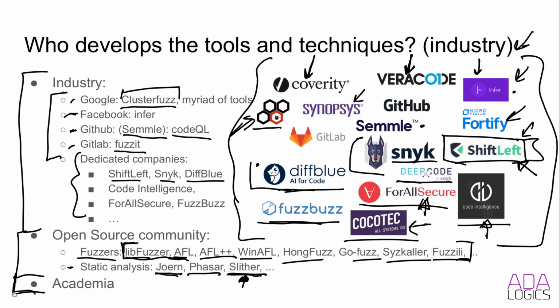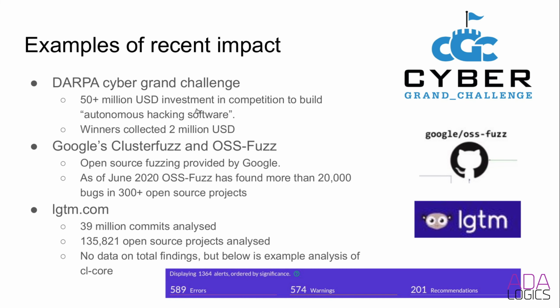But there's obviously a lot more in terms of papers available that discuss various techniques and tooling, and also make open source tooling available for automated security analysis. So I wanted to give some anecdotes of examples of recent impact provided by these techniques in automated security analysis. I picked three examples where the impact is somewhat clear.